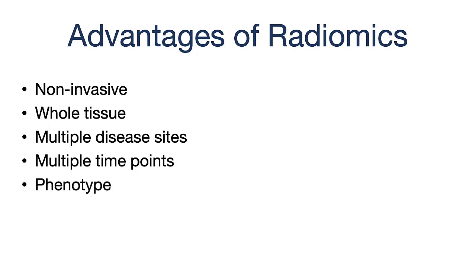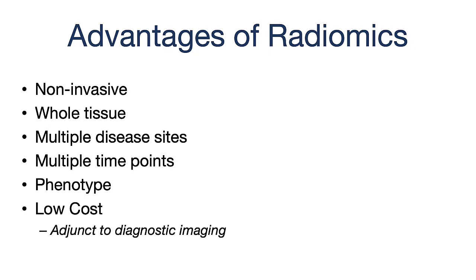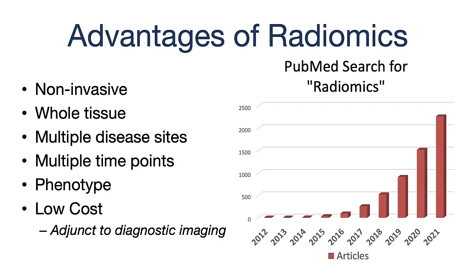We also are looking at the phenotype of the tumour or the disease. It's not necessarily oncology, but it could be other diseases. But we're looking at the phenotype rather than the genotype, which is going to be more closely related to the biological behaviour of the disease than the genotype. And because it's done as an adjunct to something we're going to do anyway, the diagnostic imaging, it is a relatively low cost. So it's perhaps unsurprising that the number of papers published on radiomics has increased exponentially in recent years.